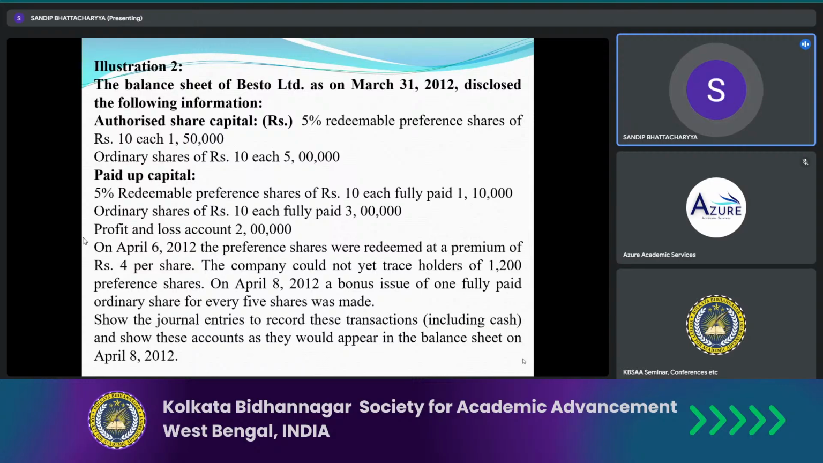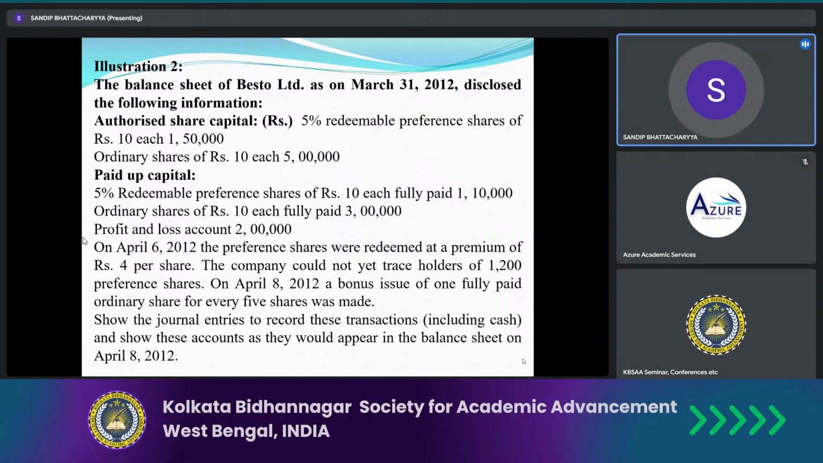That is the 5% redeemable preference shares of rupees 10 face value, that is rupees 1,10,000. Ordinary shares of 10 each, that is rupees 3 lakh, as well as the profit and loss amount, the free reserve available, is rupees 2 lakh. Now, on 6th April 2012, the date is not important here. Somehow the date is mentioned, but the date is not an important one.